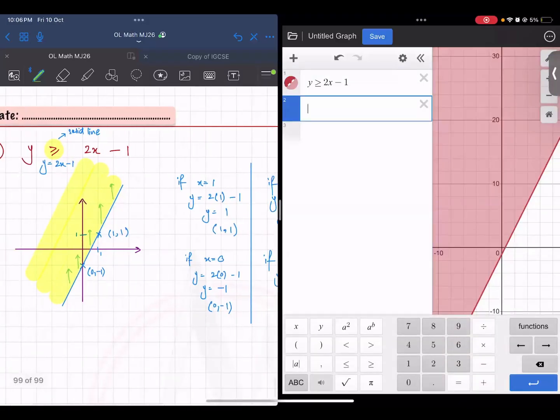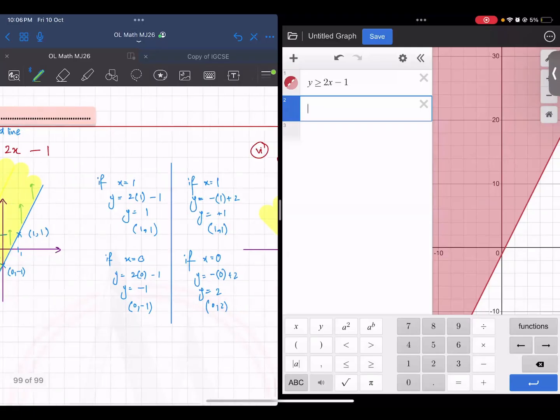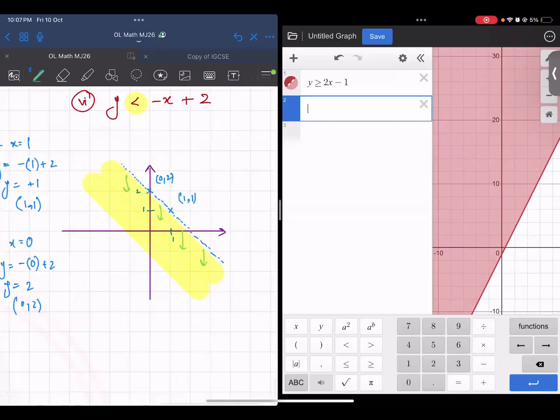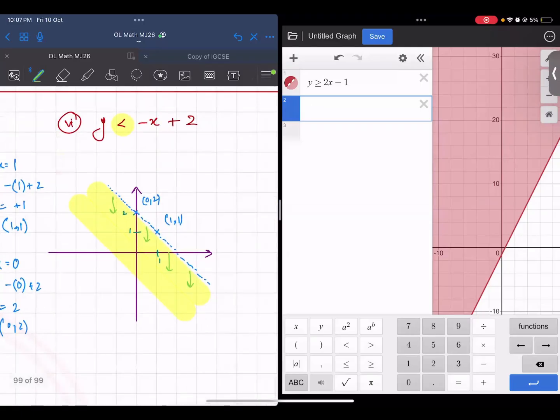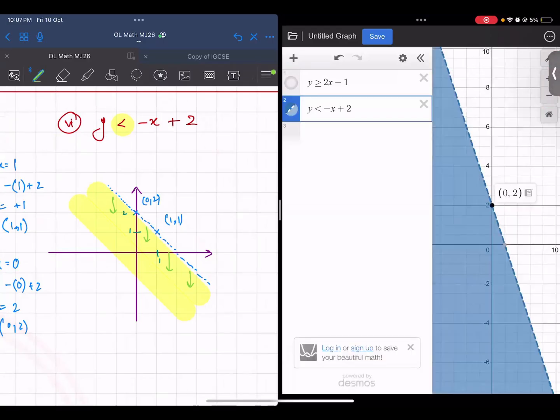Sir, how do we know whether the line is dotted or not? If it is more than or equal to, less than or equal to, then the line is solid. If it is only more than, only less than, it will be dotted. Look, it will also make a dotted line. Y is less than -x plus 2. Look, it is a dotted line.